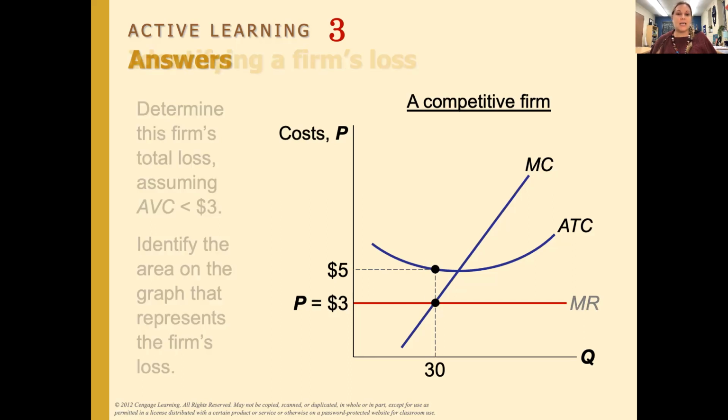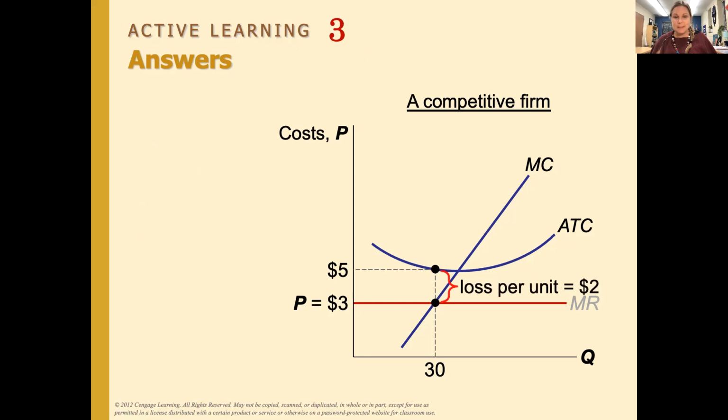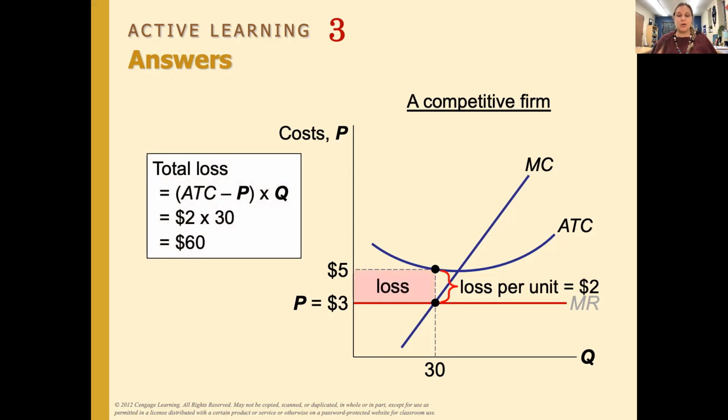We're going to calculate it the same way. You first look at the height of that rectangle as the per unit loss. On every unit, it costs me $5 to make it, but I only earn $3 when I sell it. That's a loss of $2. And then I multiply that per unit loss by the number of units that I'm selling. So I'm selling 30 units at a loss of $2 each. That's the area of this pink rectangle, or a total loss of $60.